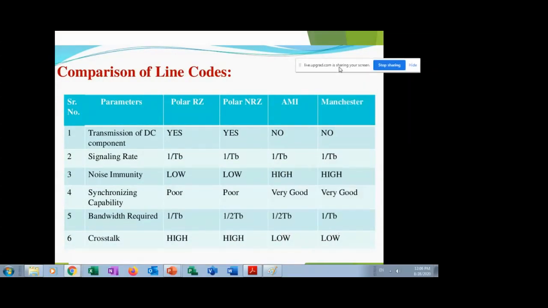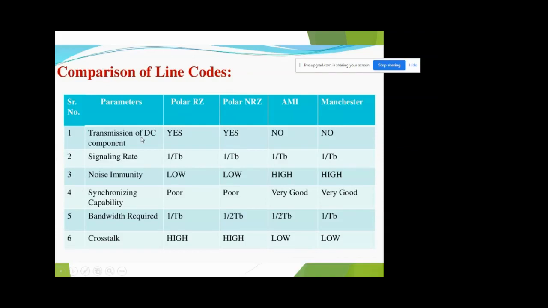We were on the topic of different types of line codes. In the last lecture, we studied different types of line codes in time domain analysis. Here is the comparison of these different line codes. These are the parameters, or we can say the properties, advantages or disadvantages. In the first column are the parameters. The first one is the transmission of DC component.